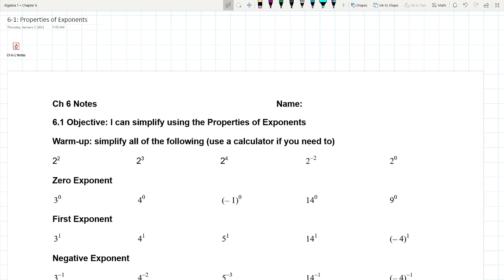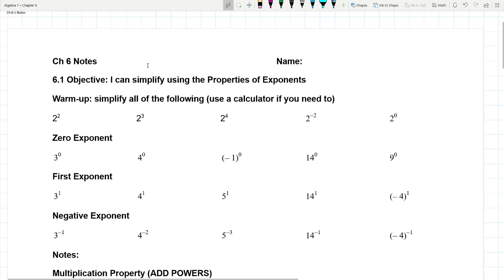You can see the 4 different types that you need to do. Again, you can use a calculator if you need to. If you haven't done this yet, go ahead and pause the video and try these. We will be continuing on.